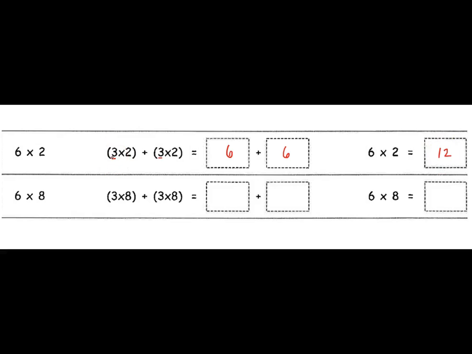To find 6 times 8, I'll take 3 times 8, which is 24, and I'll do that again. 3 times 8 is 24. 24 plus 24 is 48. So 6 times 8 is 48. So instead of thinking of 6 times the number, I'll take 3 times the number, and then another 3 times the number, and that would give me my final answer.